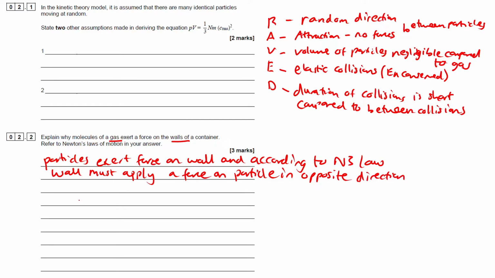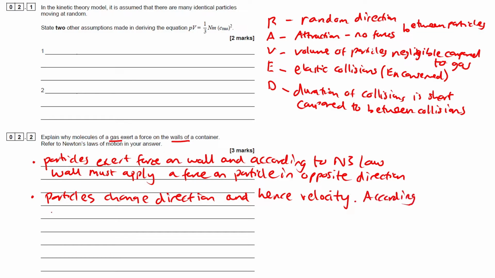Okay. Now let's think about what happens at that point. Okay, and we need to try and bring in Newton's first and second law. So we could say that the collision at the wall, particles will change direction, and hence velocity, because if there's a change in direction, there is a change in velocity. According to Newton's first law, if net force equals 0, there is constant velocity.